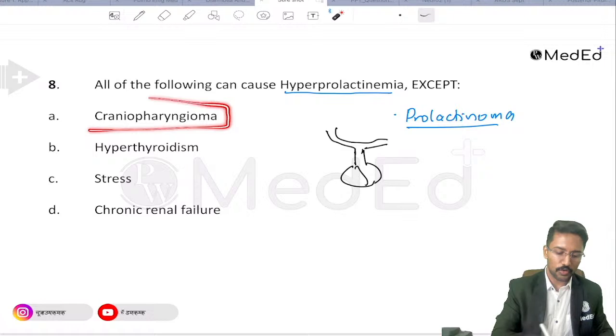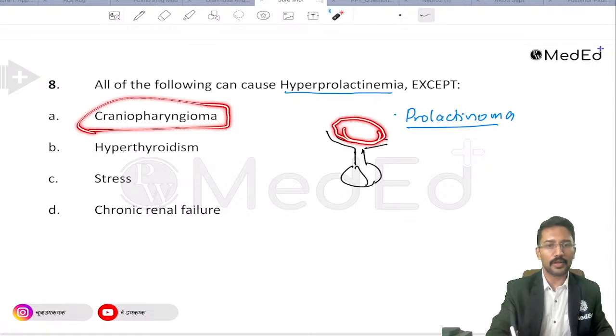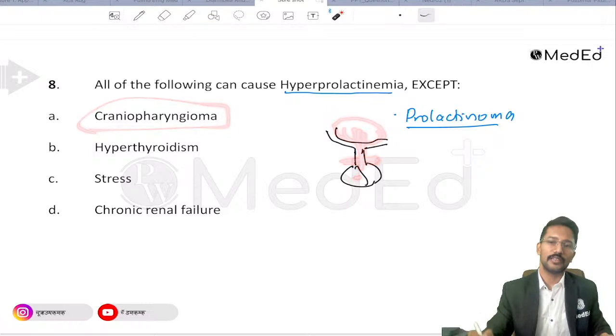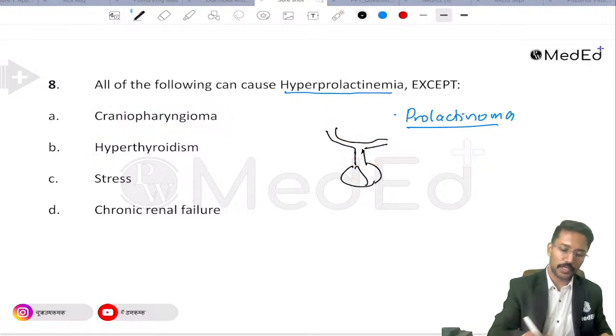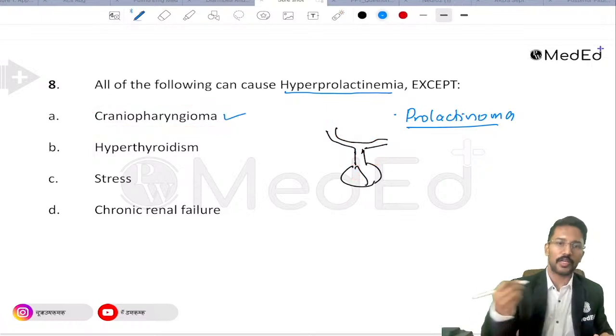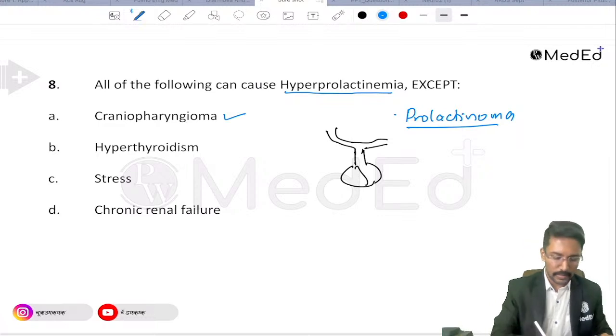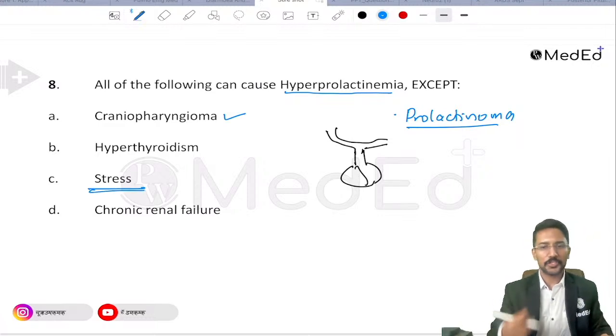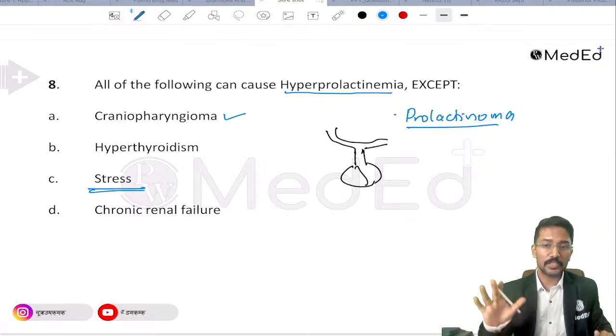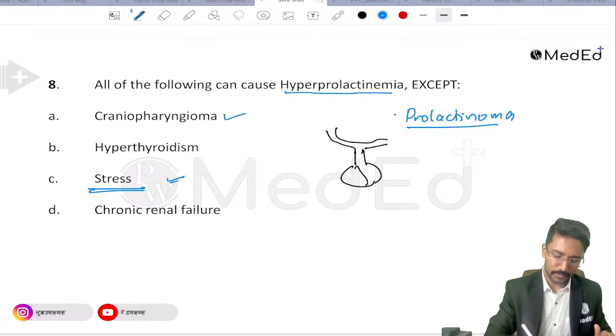So craniopharyngioma is a suprasellar tumor which can compress the pituitary stalk. It can compress the pituitary stalk and cause disconnection between the hypothalamus and the anterior pituitary gland. So craniopharyngioma is a well-established cause for hyperprolactinemia. Stress, nipple stimulation, exercise, these are all well-established physiological causes for hyperprolactinemia.